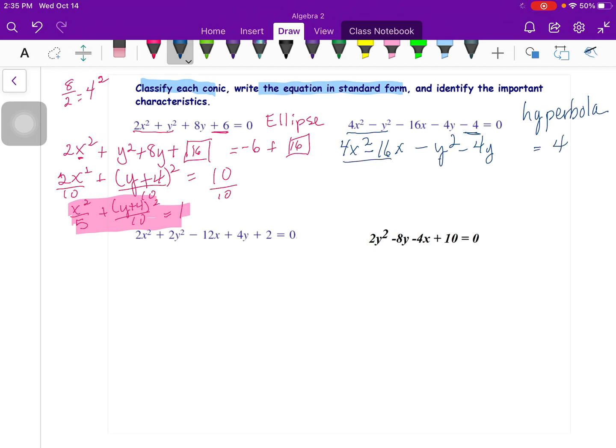This time I need to complete two squares. So I'm going to factor out the 4, and that would give me x squared minus 4x plus something to make my square. Factor out the negative 1, and I would get y squared plus 4y plus something to equal that square. And I am adding two values to this side.